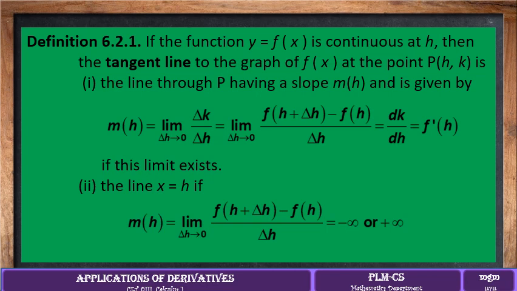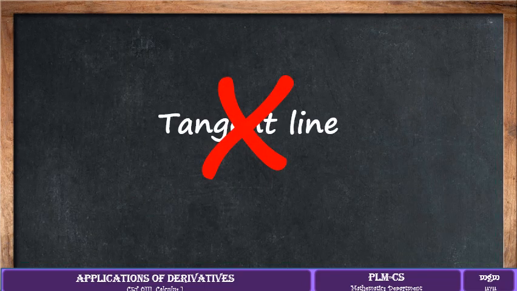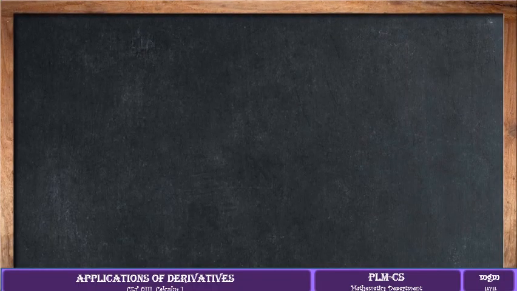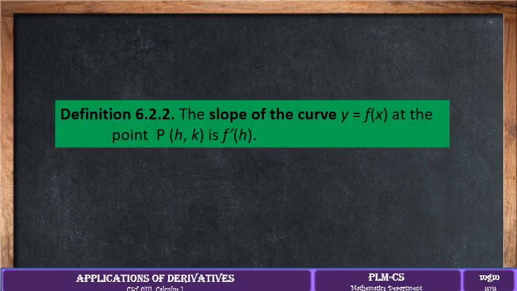If neither 1 nor 2 of definition 6.2.1 holds, then no tangent line to the graph exists. Accordingly, the slope of a curve at the point of tangency is defined by the slope of the tangent line. So, by definition 6.2.2, the slope of the curve y equals f of x at the point P(h, k) is f prime of h.